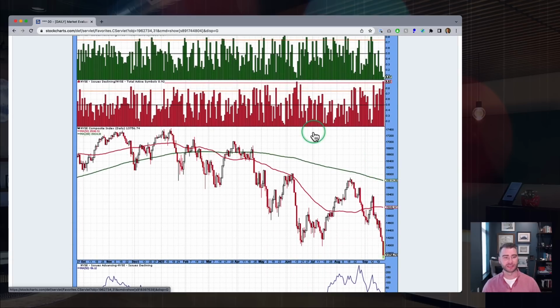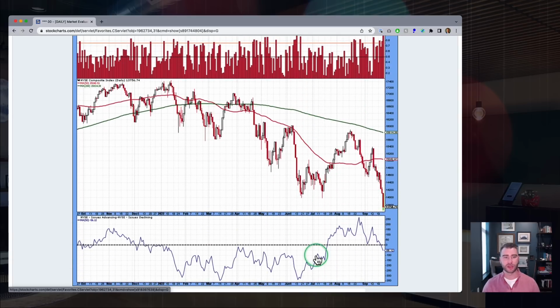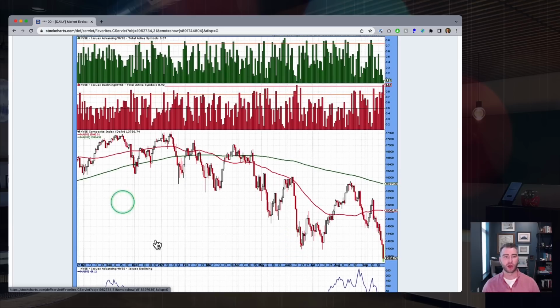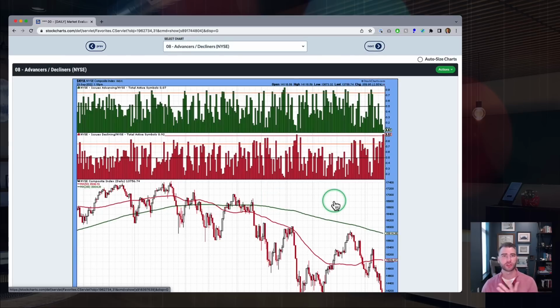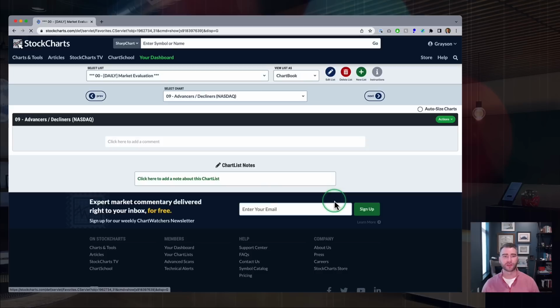So interesting to see there as well. And we've got another look at that down at the bottom. We've got the NYSE itself as well on that chart. So advancing issues and declining issues, something that I like to keep a close eye on every single day.